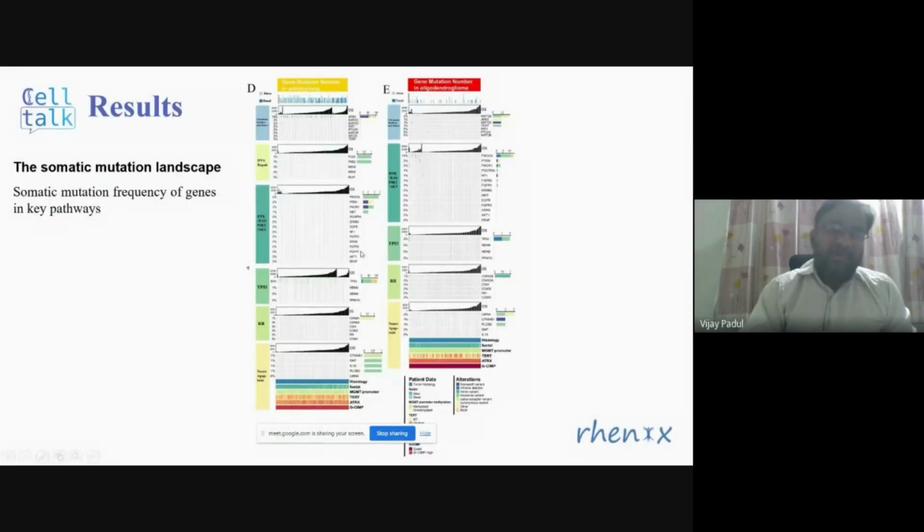Now here, this result shows the somatic mutation landscape with respect to the mutation frequency of genes in key pathways. Here, these are different key pathways labeled by different colors.